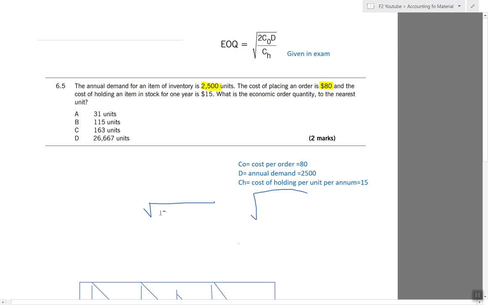So this is how you put it in your calculator. 2 multiplied by CO, which is 80, multiplied by demand, which is 2,500, divided by 15. So if you put it like this in your calculator, which I'm going to do now, you will have the economic order quantity. So 2 multiplied by 80, multiplied by 2,500, divided by 15. You have 163.